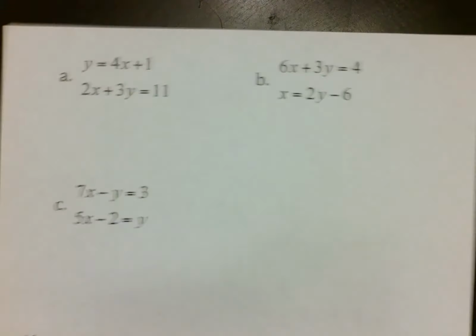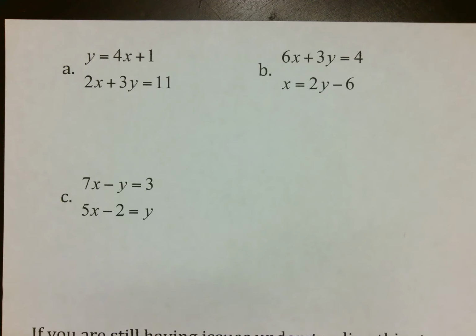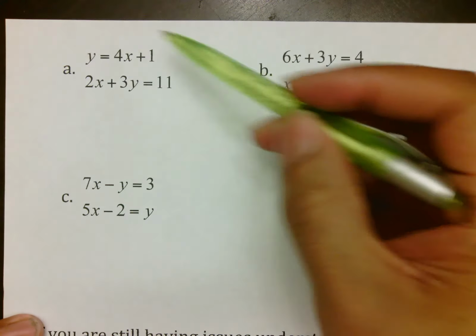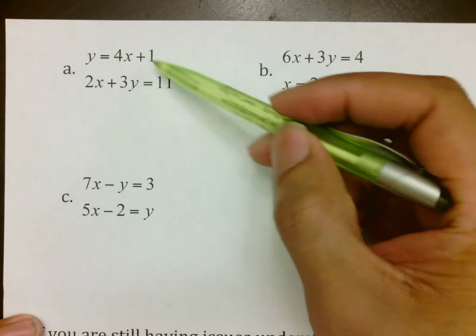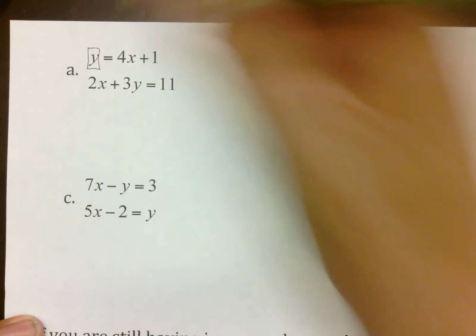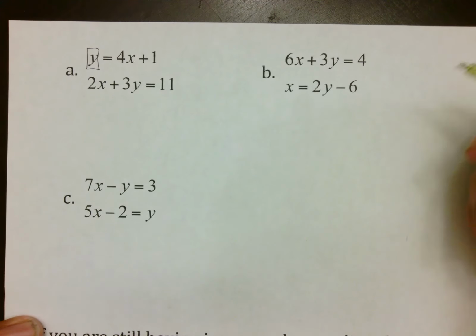Again, I would write down at least one of these things just to make sure you have it. What we do in box and switch is we look for the variable that's all by itself. So you have y = 4x + 1, 2x + 3y = 11. Once you identify the variable that is by itself, you put a box around it, or a rectangle.